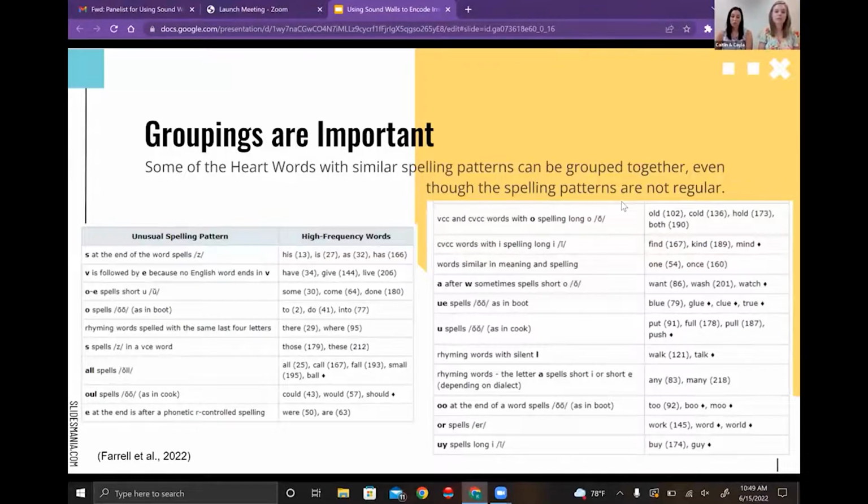Here are some lists of high frequency words that can be grouped with unusual spelling patterns. I know Cayla did the word his with our student. We could put is into that category, as and has. Some of the words that end with a V, no words in the English language end in V, so it always has to be followed by that E, so that's a specific pattern that we could use to teach students.